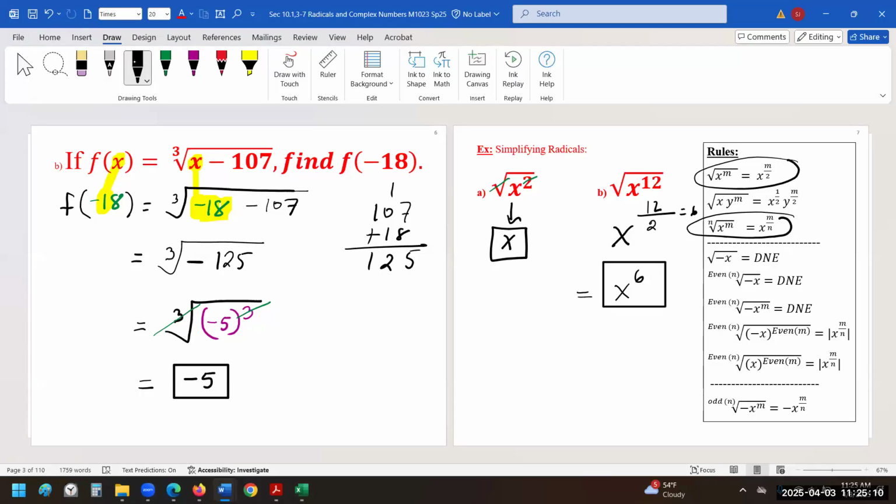Basically, we are looking at how many x squared we have in x to the 12. This is what it means. It's x squared because our radical is square. So how many squares do we have in x to the 12? We have 6 of them. So x squared, x squared, x squared, x squared, x squared, x squared. We have 6 of them. The answer is 6.